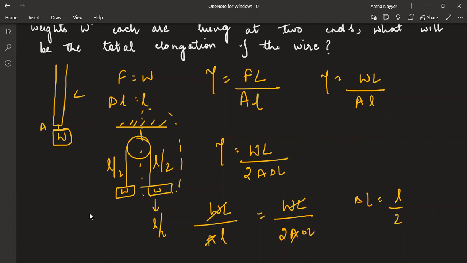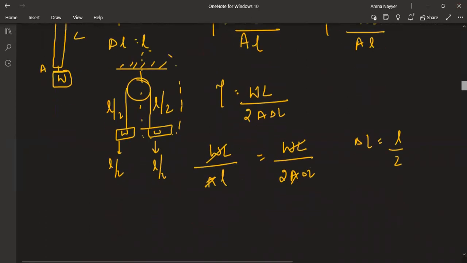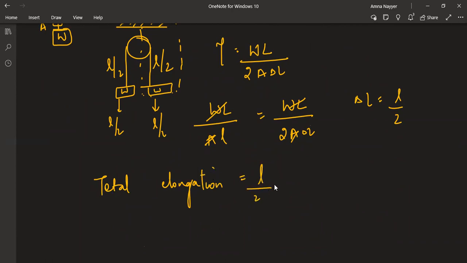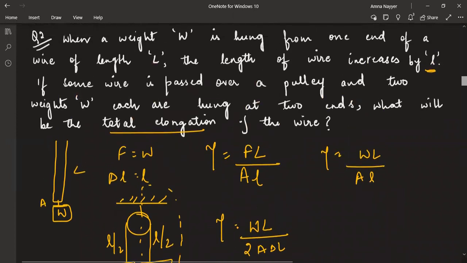Right. So total elongation it is asking. Total elongation in this entire wire will be, here also it will be l by 2. So total elongation will be l by 2 plus l by 2, that is l by 2 into 2, or directly l. So total elongation also comes l.